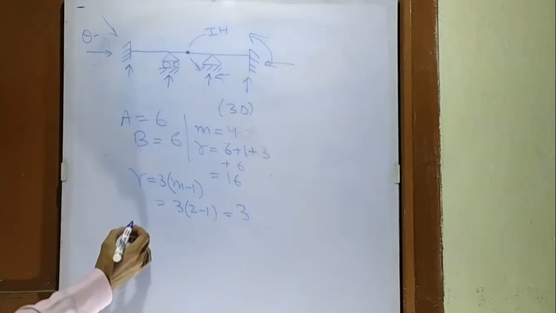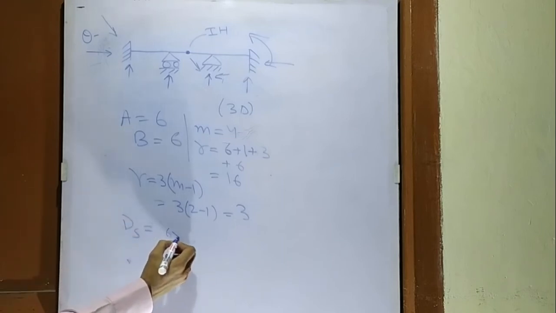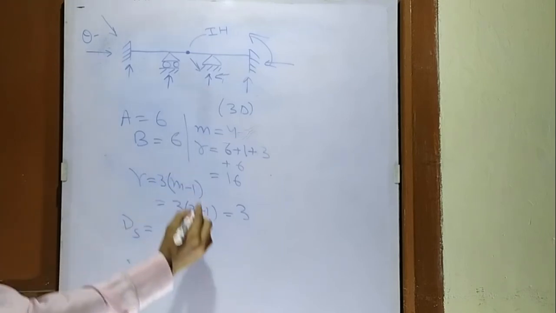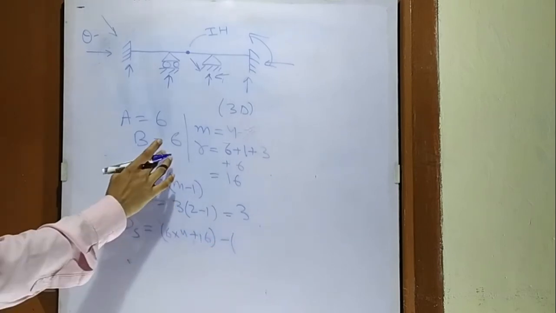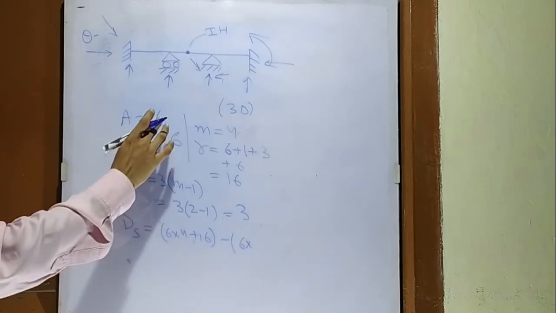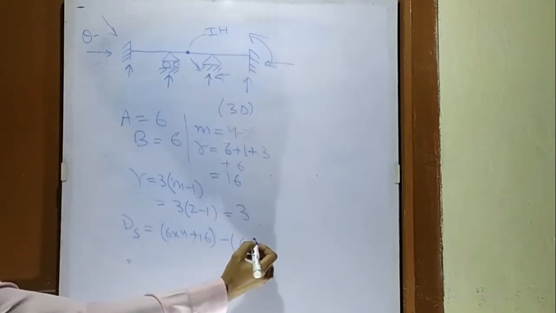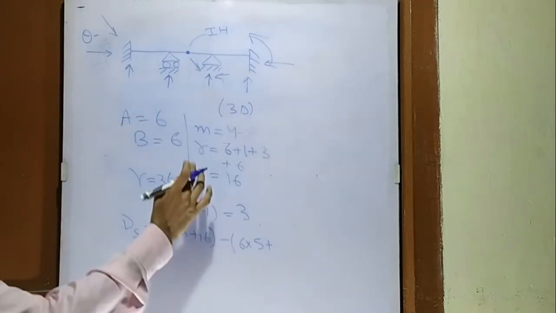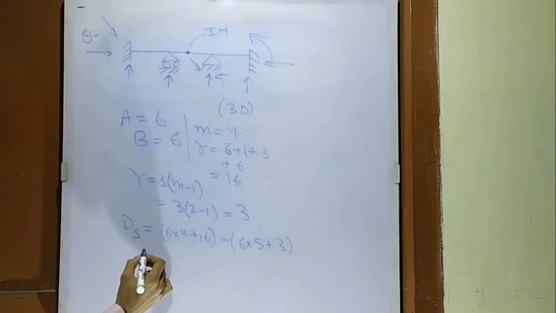Now we can put these values in the formula. A m is 6 into 4, plus the number of reactions 16, minus b. What is the value of b? B is 6. And what is the number of joints? We have not counted yet. The number of joints is 1, 2, 3, 4, 5. The number of joints is 5, plus the number of releases. The number of releases is 3. So we can count these easily.